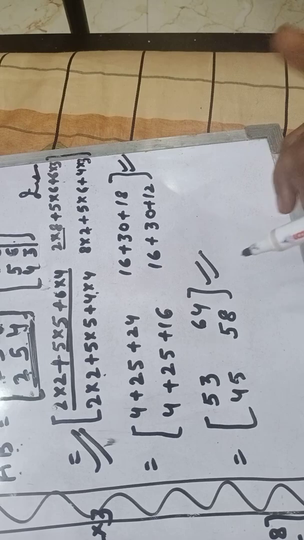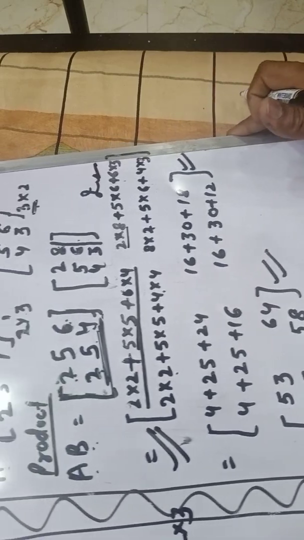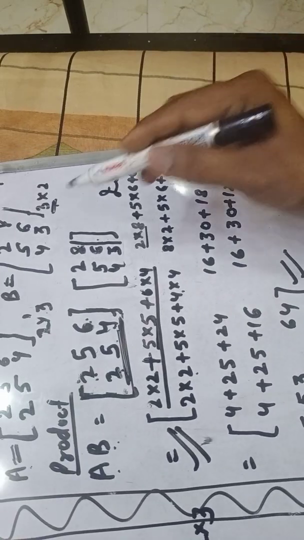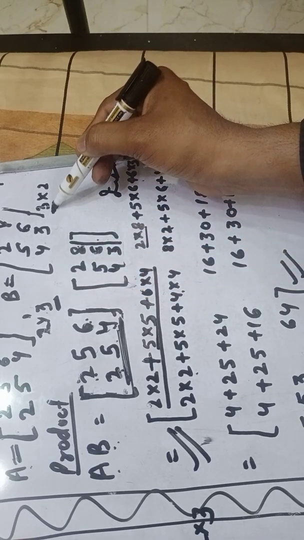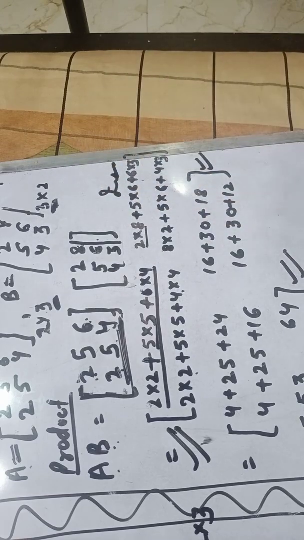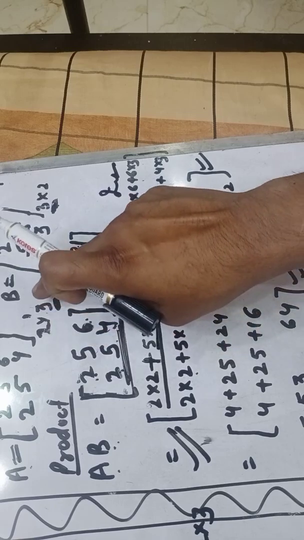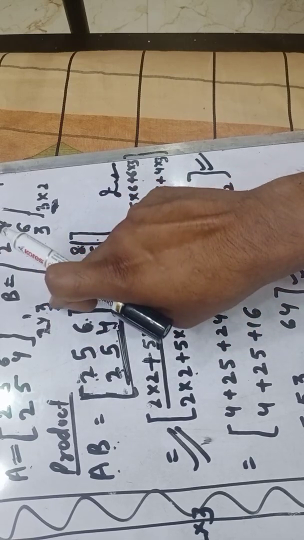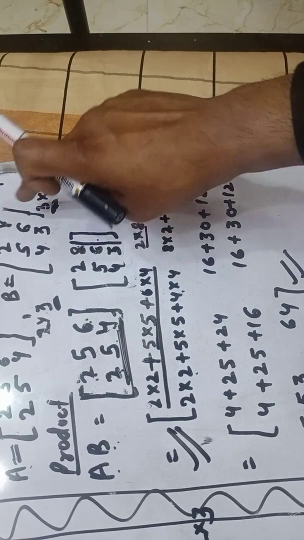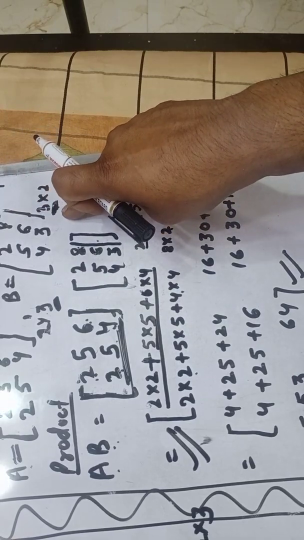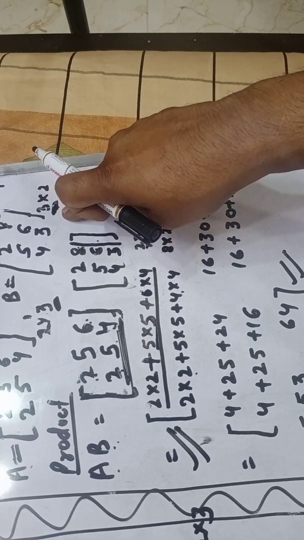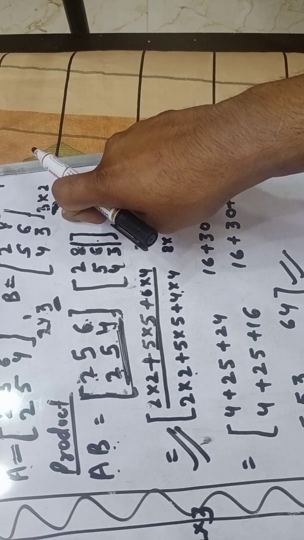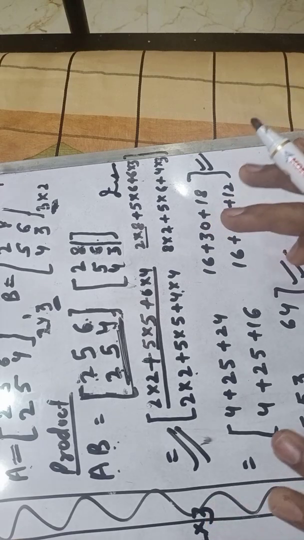Again, I am saying, to find the product of matrices, the number of elements in the second term and the first term must be the same. Fine. That means this is your row, this is your column. Here the column is 3, so here the rows should be 3. So if this happens, then you can multiply. Otherwise, you cannot multiply any two matrices. Got it? So this is the product of any two matrices.